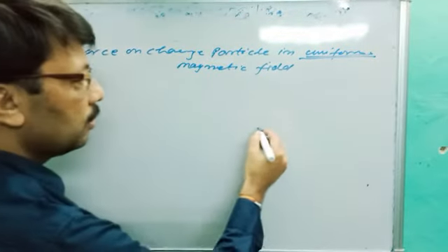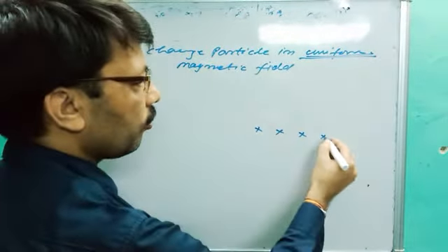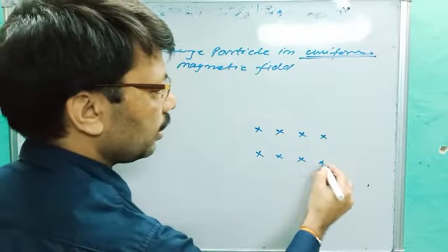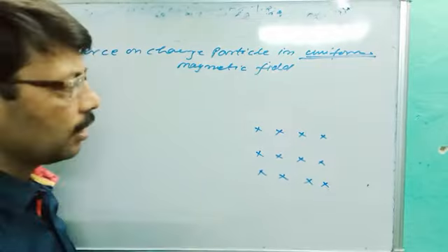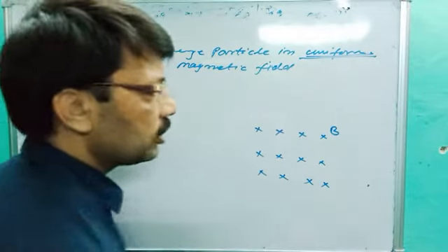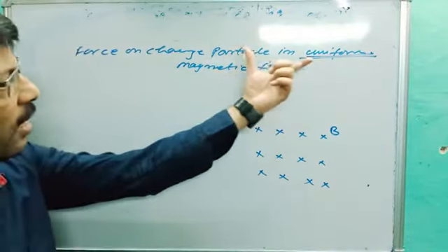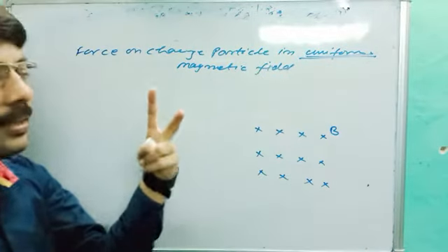So let's suppose this is any uniform magnetic field. This is the symbol of a uniform magnetic field. You can take it inward or outward. The uniform magnetic field is B. So in that context you will study three cases.